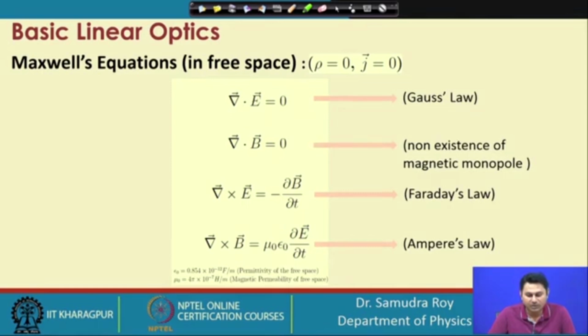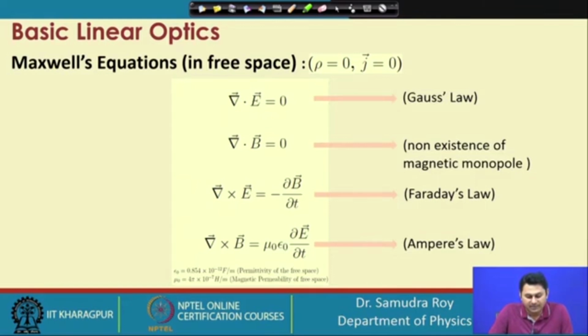The second equation, grad dot B equal to 0, is also called Gauss's law for magnetism, and this law has a physical significance: magnetic monopoles do not exist. And then we have a couple of equations with cross terms, that means curl of E will be equal to minus del B del t, and curl of B is equal to mu 0 epsilon 0 del E del t. By the way, epsilon 0 is the permittivity of the free space, and mu 0 is the magnetic permeability of the free space. These two are constants of the system.